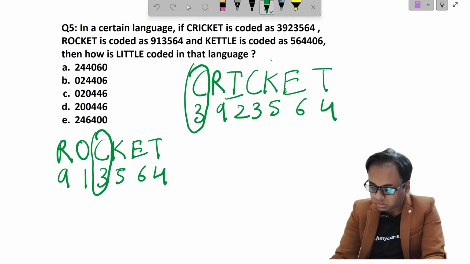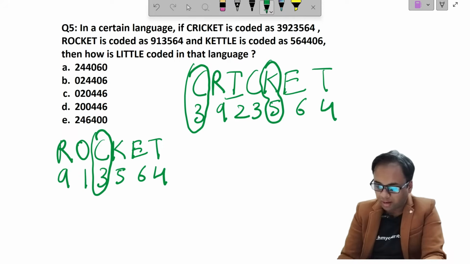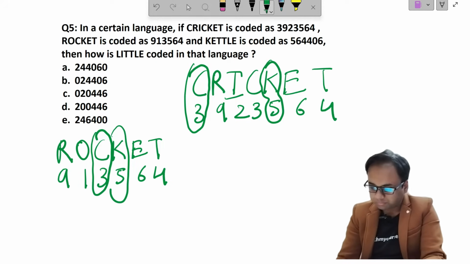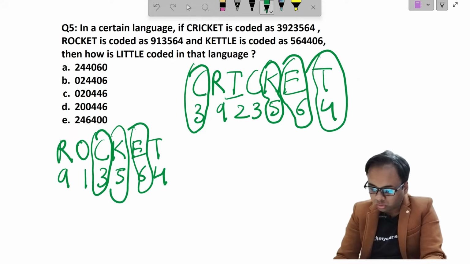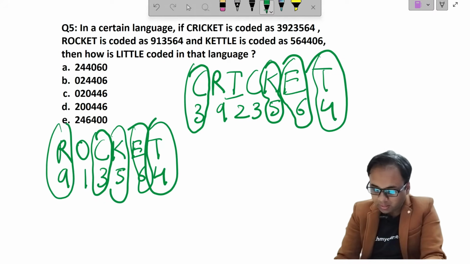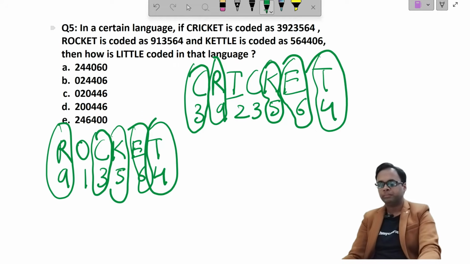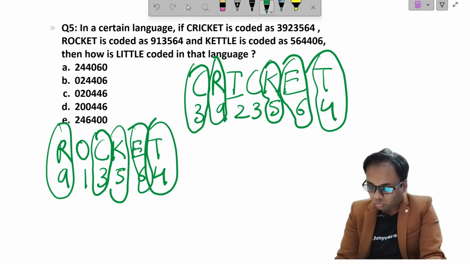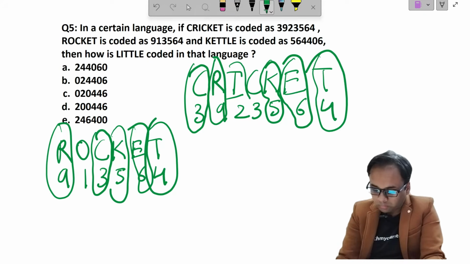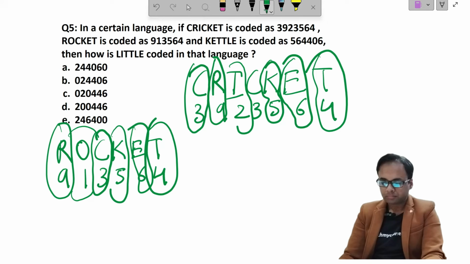Similarly, in cricket, K is 5, and K is 5 in rocket also. Then in cricket, E means 6, and here also E is 6. So that is clear. Similarly, T is 4. R is 9 here and R is 9 here, so R means 9. Now we are coming to some conclusion. What are the leftovers? I means 2, and O means 1.